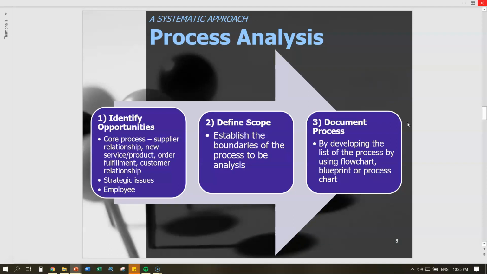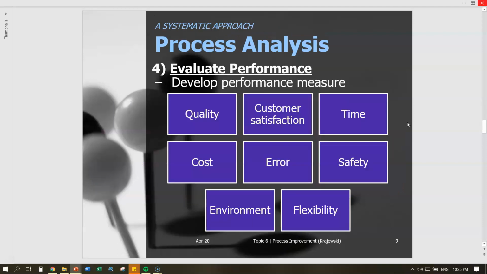Identify opportunities, you identify the core process, define scope, establish boundaries, document the process by develop the list of process by using flowchart, blueprint or process chart, evaluate the performance. If you want to evaluate the performance, kita boleh evaluate dari segi quality. For example, quality kita nak, contoh kita ada satu produk. Produk kita ni, kalau sebelum ni dia boleh tahan selama 5 hari je. Contoh macam makanan, 5 hari je basi contohnya. So you nak improve supaya produk you ni boleh tahan selama 6 bulan contohnya.